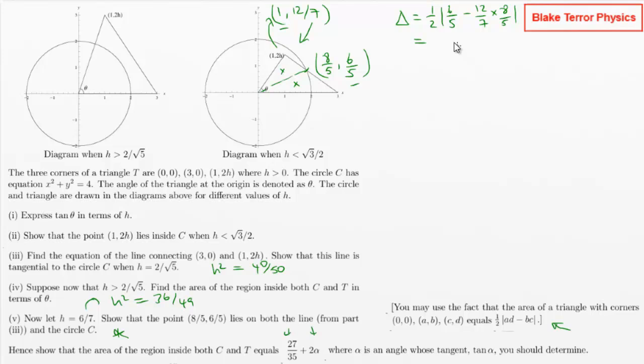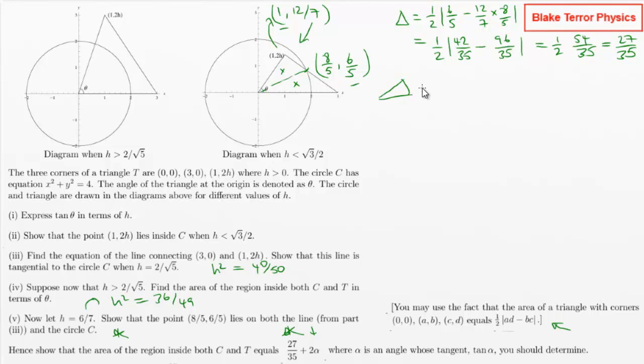Right, let's get all of this over 35. So we've got 42 over 35 minus 96 over 35. And we want the modulus of this. So that is 54 over 35, divided by 2, half of 54 over 35. So that's 27 over 35, which is the first part of our answer. So that is good. That's the area of the triangle.